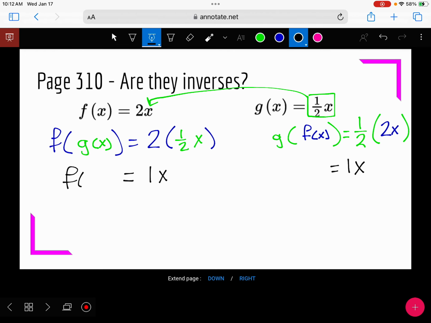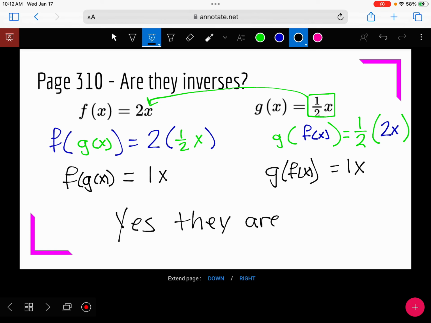So if f of g of x equals 1x and g of f of x equals 1x, then yes, they are inverses. Because they both equal x, they are inverses. 1x is the same thing as x. So as long as it equals 1x, we're good.